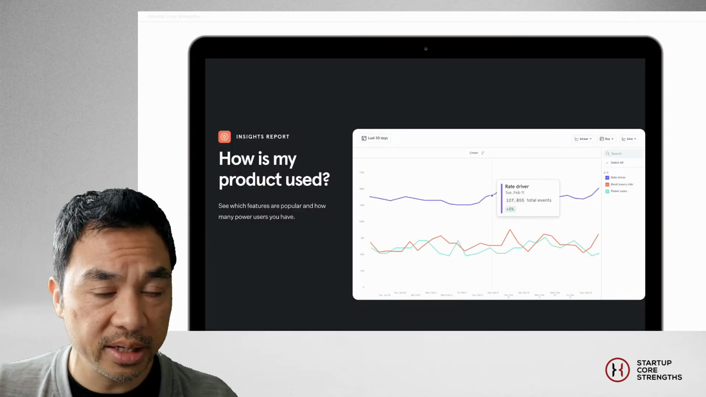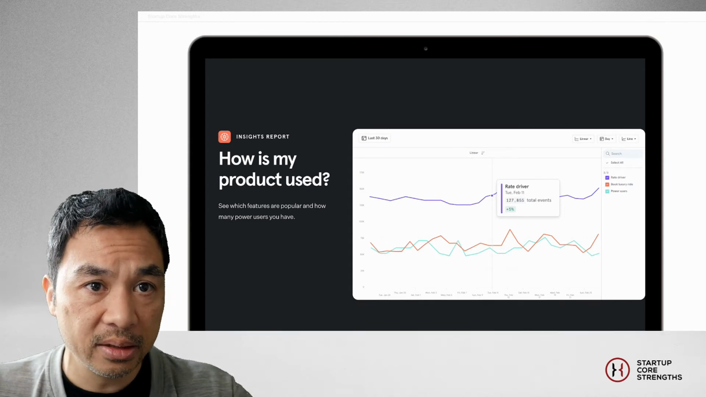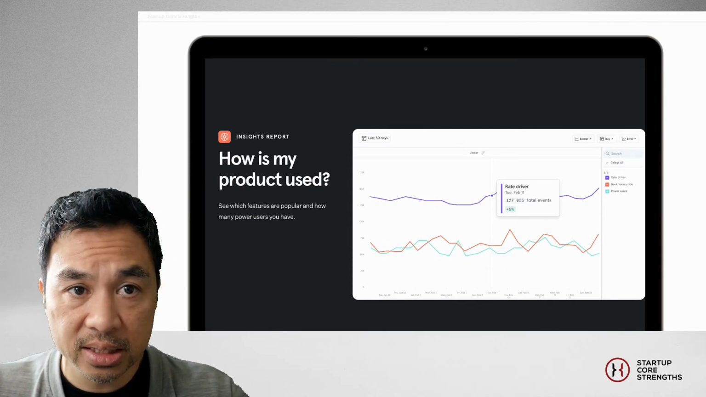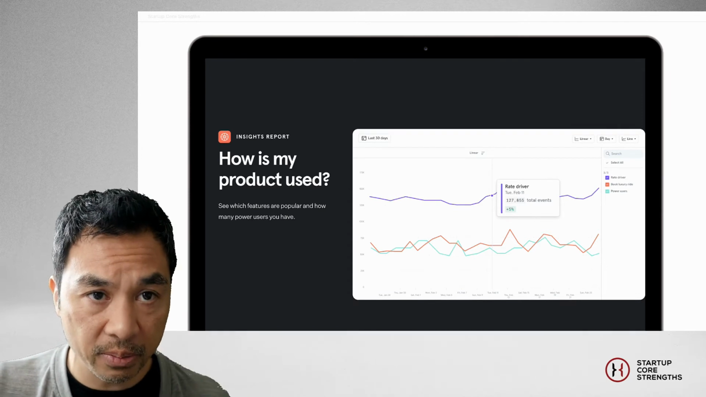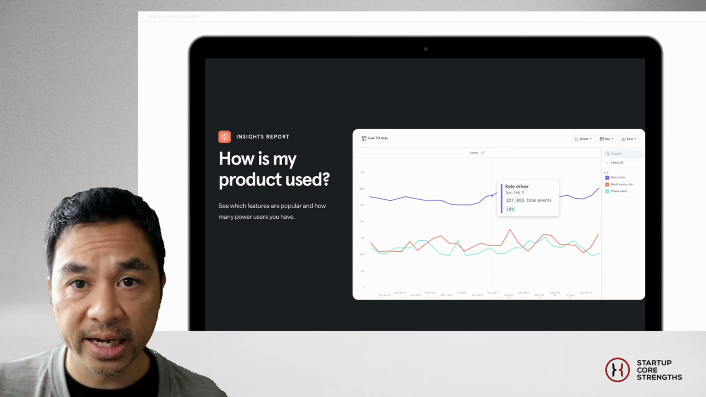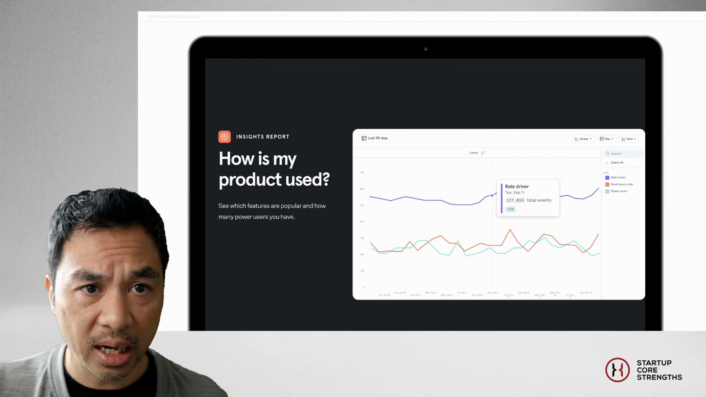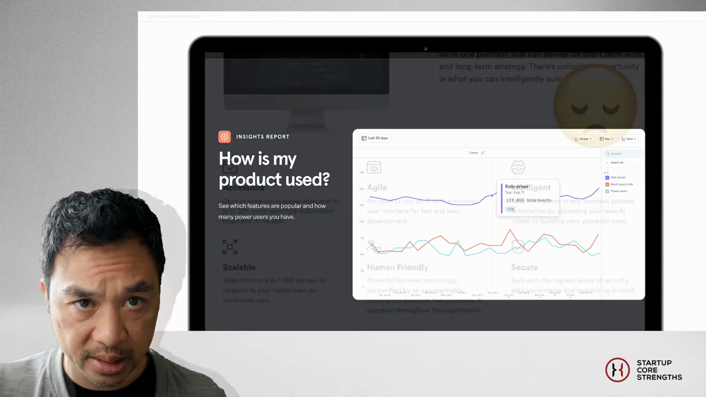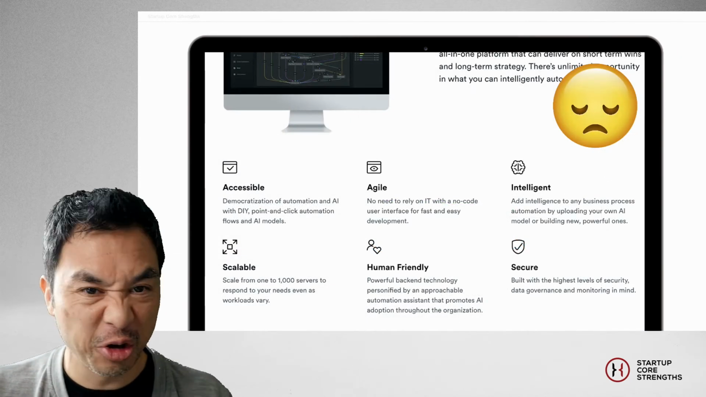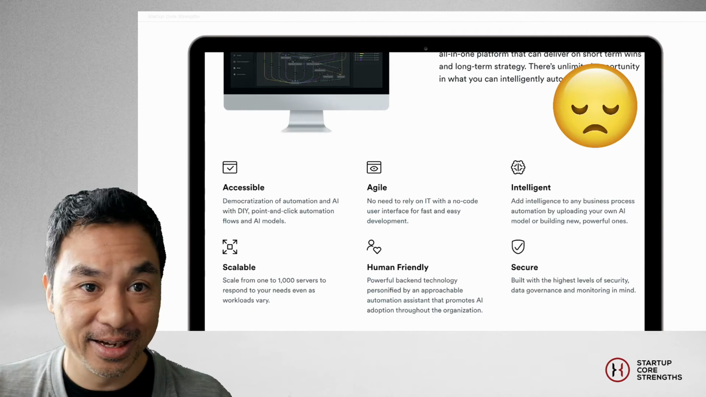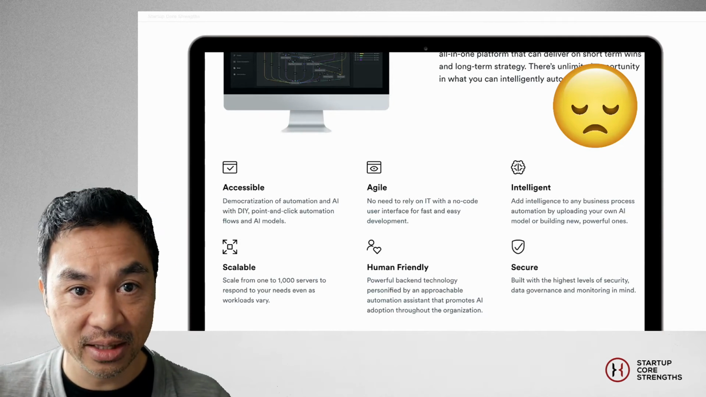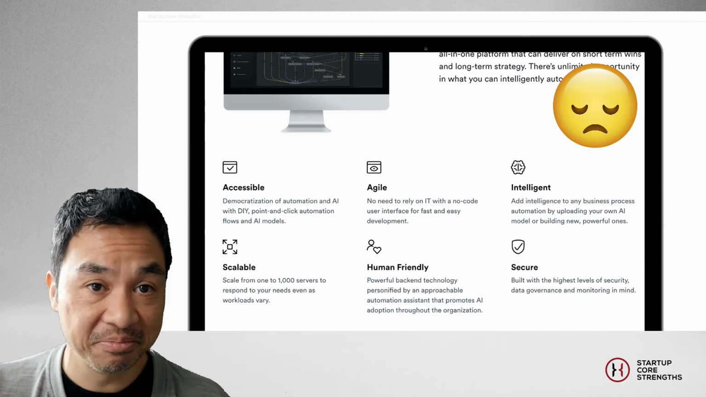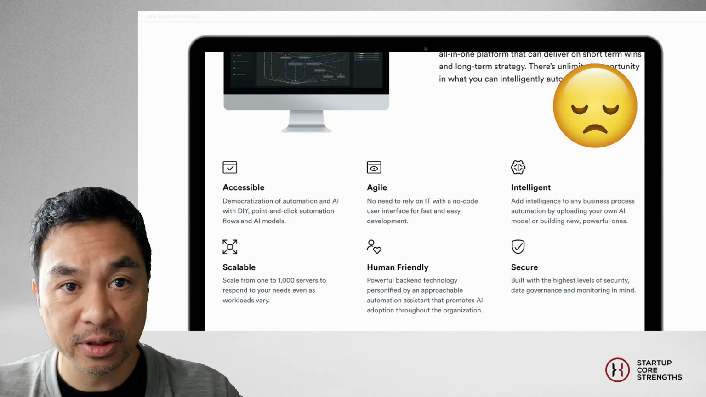This is Mixpanel. Again, you can see that this is really about their insights report, but instead of calling it the insights report, right, what they're really calling out is the outcome. How's my product being used? What's the benefit, right? Here is Automation Hero again. Again, accessible, agile, intelligent, secure. Again, horrible. I call this sort of Captain Obvious because no one would say they're less intelligent, less secure, less accessible.